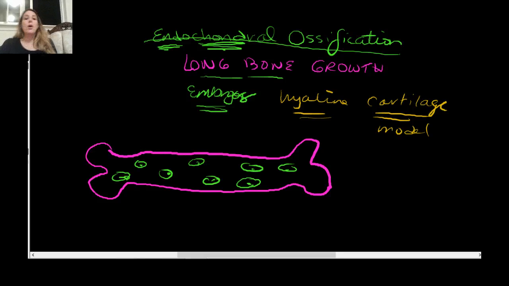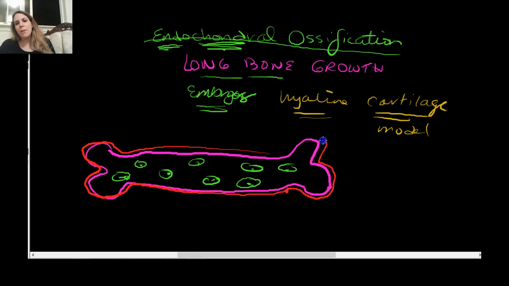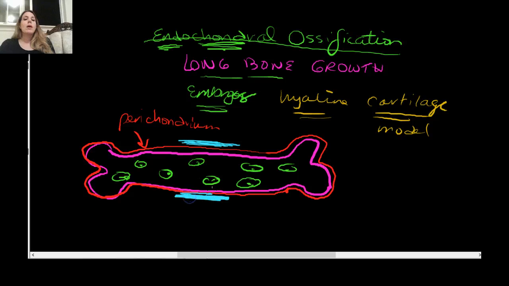Now, we know that this long bone is made of hyaline cartilage, and on the outside of it is kind of like a periosteum, but it's not a periosteum. It's a perichondrium because it's cartilage. So I'm going to make this little perichondrial sheath right here. So this is the perichondrium. Now, this perichondrium eventually starts to get replaced by periosteum, and it starts here. So this is forming periosteum.